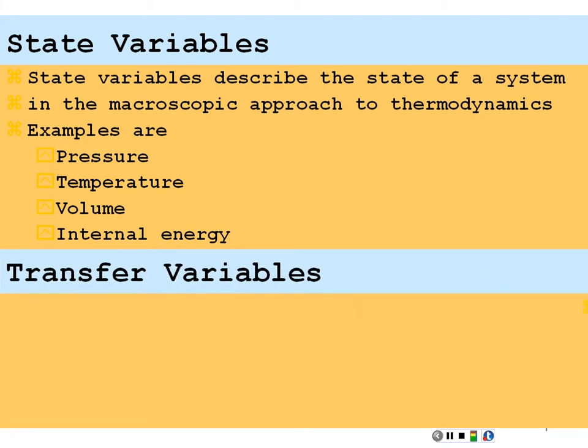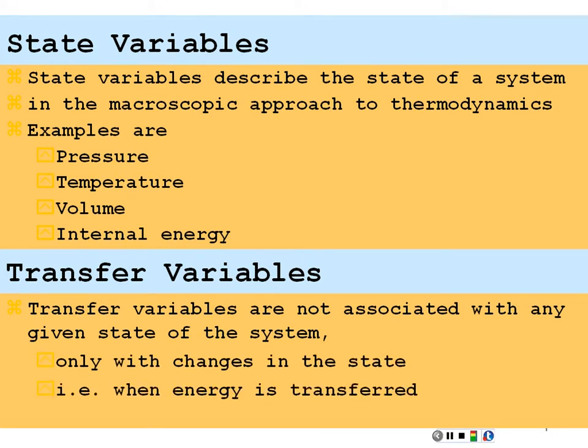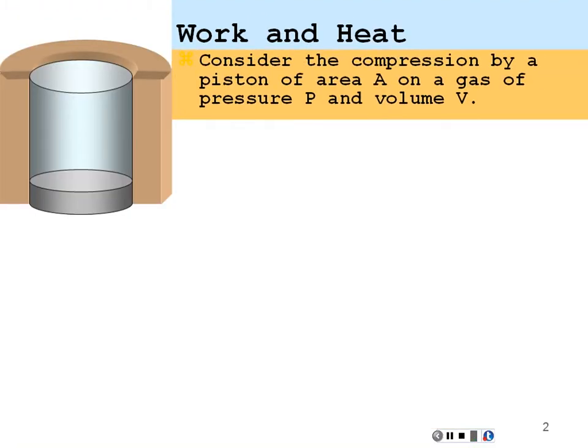On the other hand, we can have variables that are involved with the transfer of states of a system. Hence, they're not associated with any given state of the system, but its transfer. And this would involve an energy transfer in order to change the internal energy of the system. Involved with these transfer variables are heat and work. Let's take a little bit closer look at these transfer variables, work and heat.